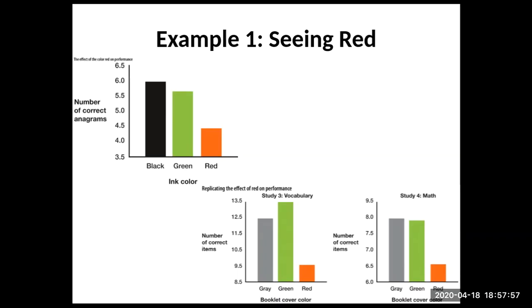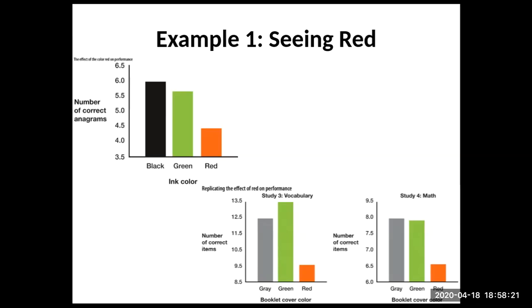And basically, if you look at the first example, the first graph on the top left, you see the number of correct anagrams on average, so the effect of the color red on performance, and you see black, green, and red ink color. Now, the levels of the IV are always going to be on the x-axis, and the DV, which is, again, the measured variable, which is some sort of number, is always going to be on the y-axis.